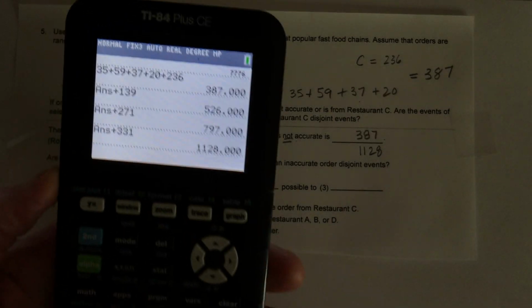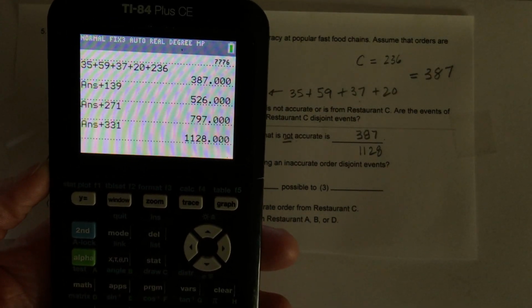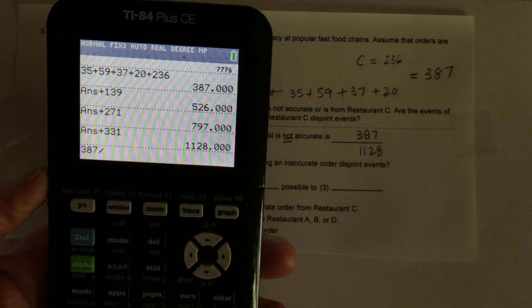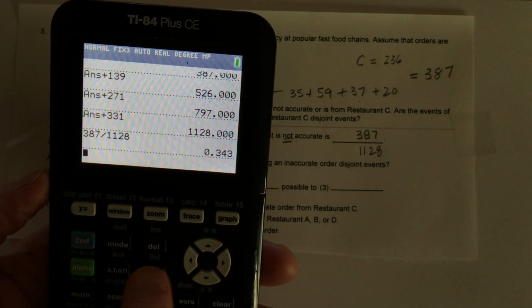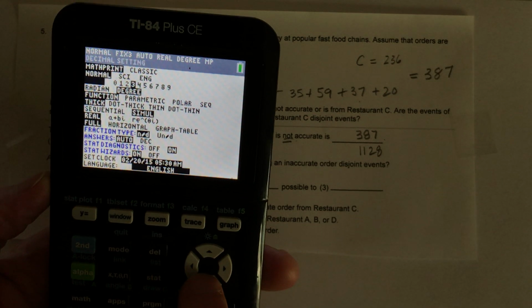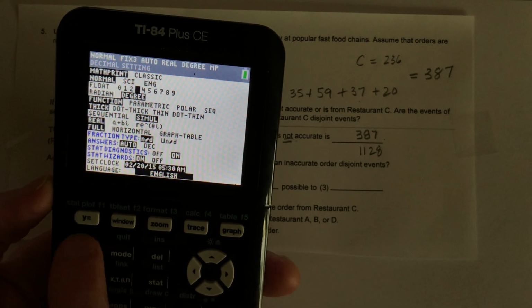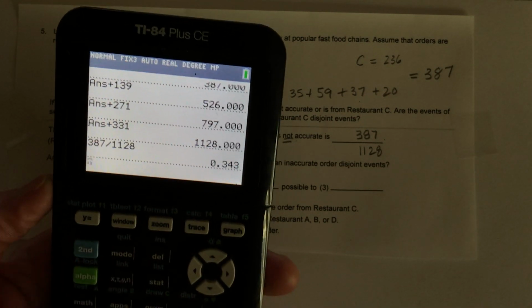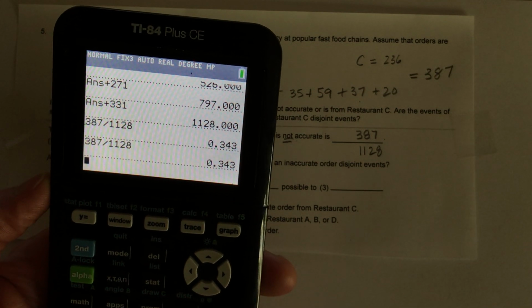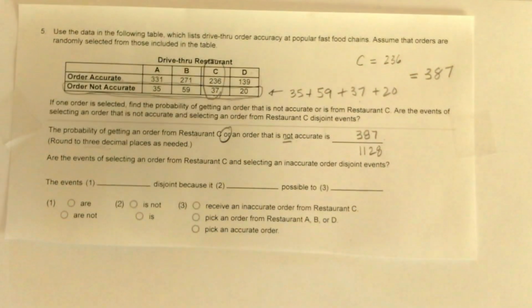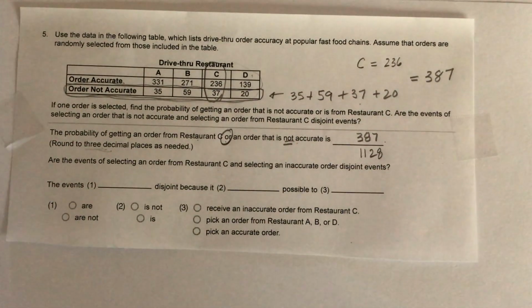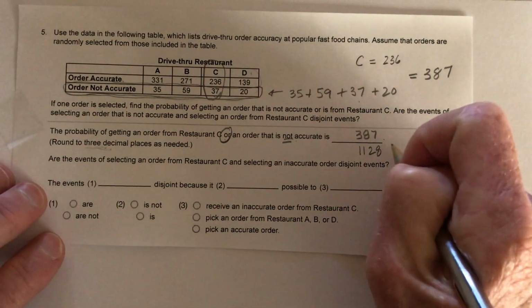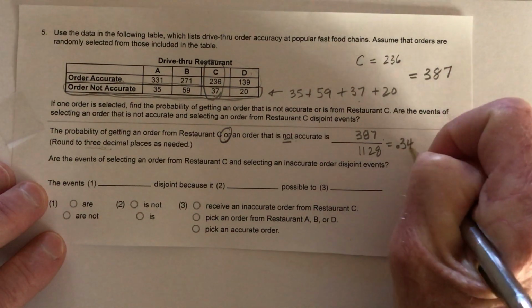Let me have it concentrate on the calculator now. So 387 divided by 1128. So I already went to the mode and changed my calculator to 3 decimals. And that way it gives me the answer in 3 decimals, 0.343.